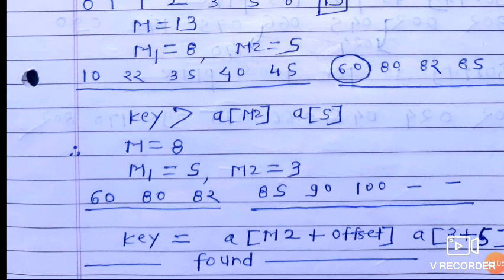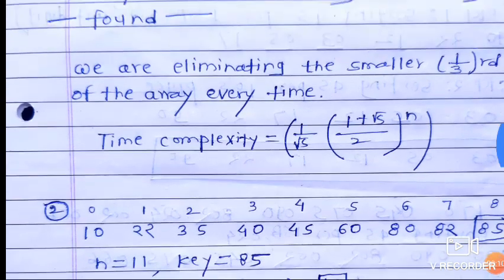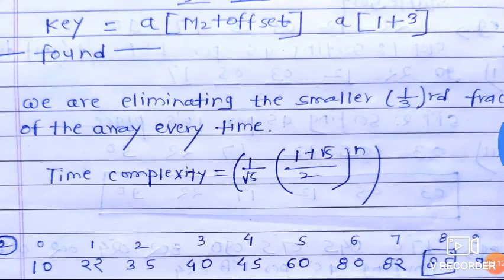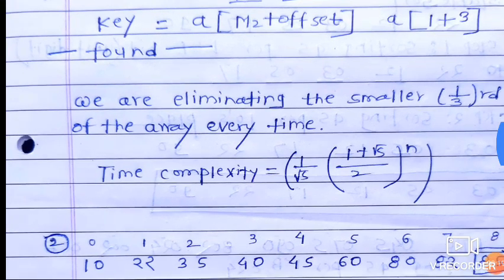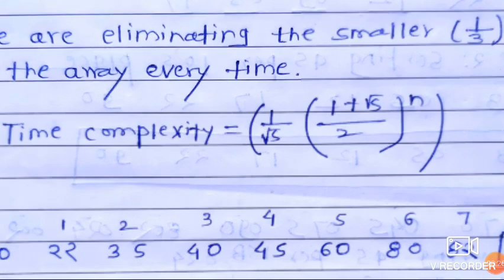Now let us make the analysis of the program. As here we are eliminating the smaller one third fraction of the array each time, therefore time complexity is given as like this.